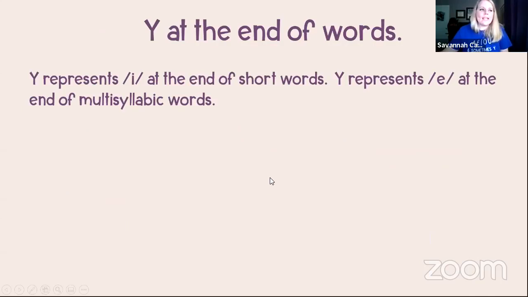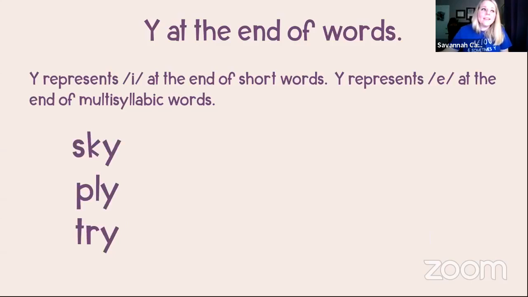All right, I'm getting towards the end, I promise. So why Y at the end of words? We just learned that words in English cannot end in the letter I. So that is why words like sky, ply, and try all end in a Y. They are being used to represent the I sound because we cannot end an English word in I.